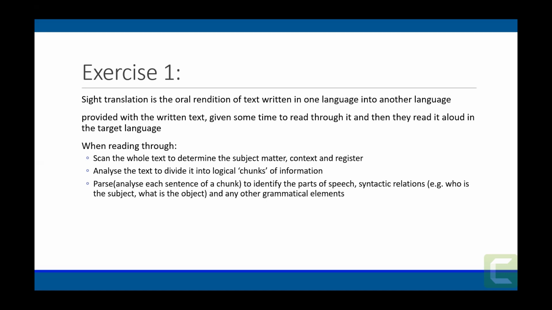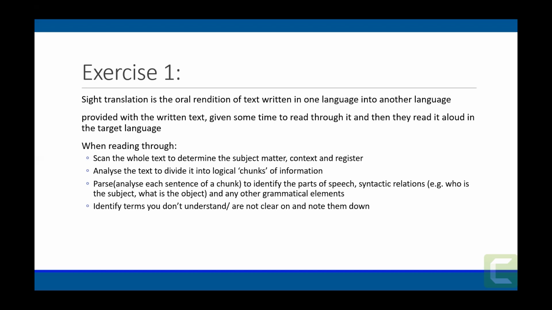You might then want to do what's called parsing. Parsing is where you analyze each section of a chunk. You've already maybe divided it into chunks of information. Sometimes the document itself does that for you as well by putting it in different paragraphs or different subheadings. But you want to analyze each section or sentence of that chunk, and then try and identify parts of speech or syntactic relations. So who's the subject, the object, and other grammatical elements. And what that means is when you come back to read that out loud, to interpret that verbally, you'll find it a bit easier, because you've already broken down the text into smaller, more manageable chunks.